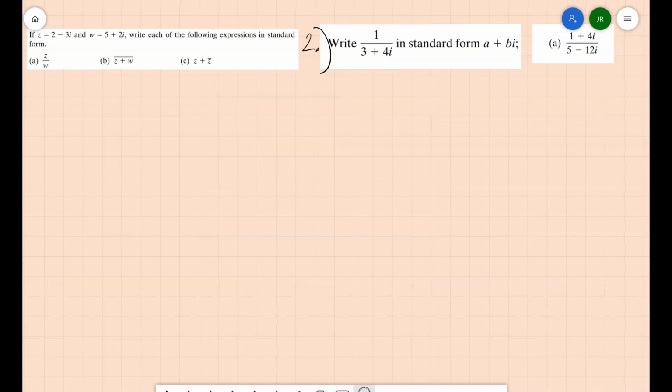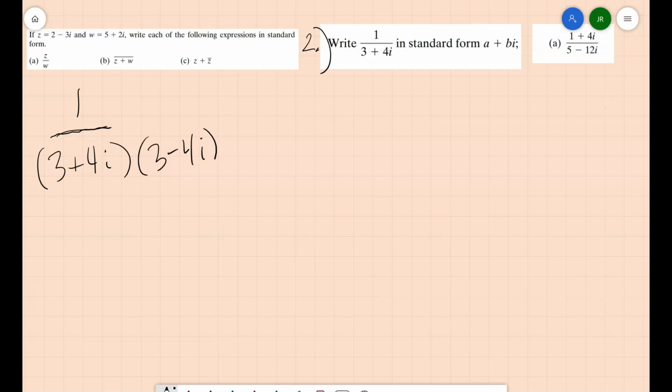All right, I'm doing number 2 right here. To write this in standard form, I can't have this 3 plus 4i on the bottom. I can't have a radical on the bottom, and i is actually a radical because it's the square root of negative 1. So what I can do is rationalize that denominator, 1 over 3 plus 4i. The way you can do that is to multiply that denominator by its conjugate. So I'm going to multiply that by 3 minus 4i.